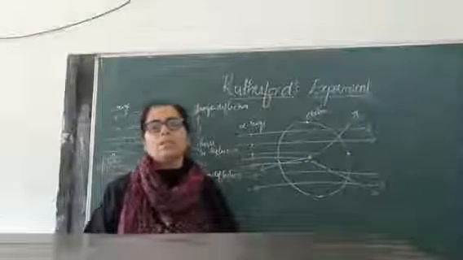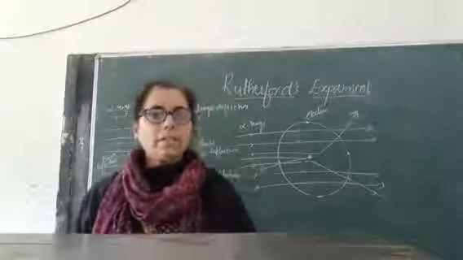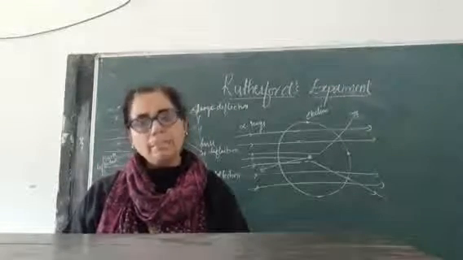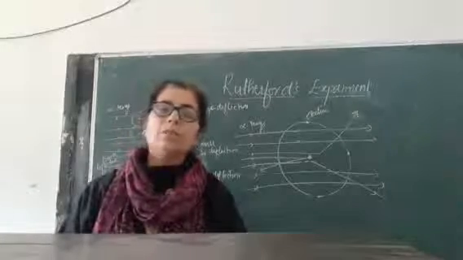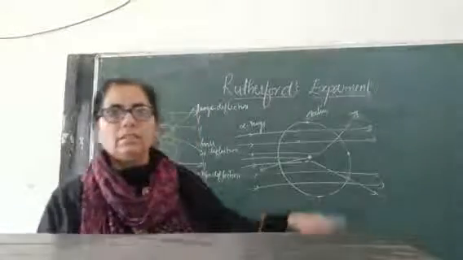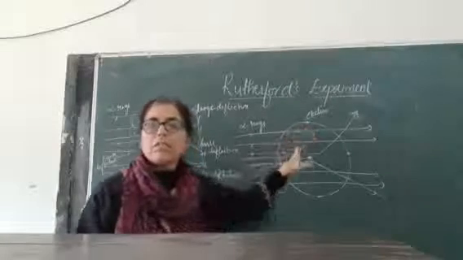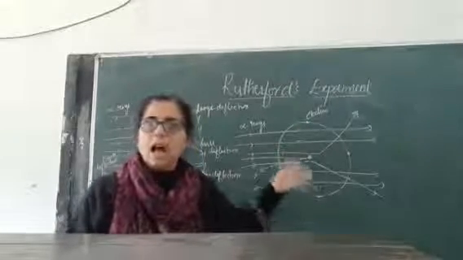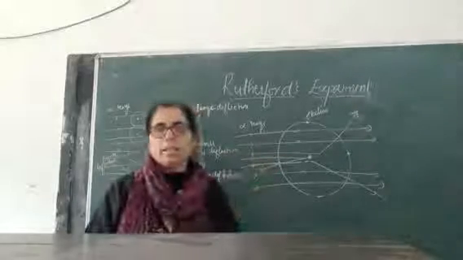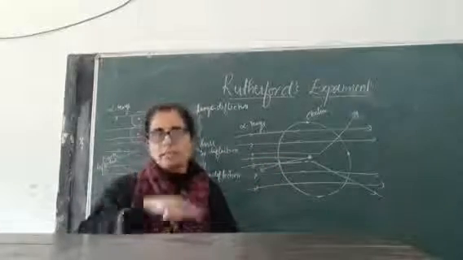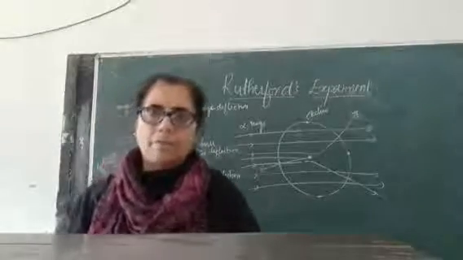So this was Rutherford's model. But there was one important limitation that came forward in the Rutherford model, that Rutherford could not explain the stability of the electron or the stability of the atom. How these electrons are revolving in a circular orbit, he could not explain.